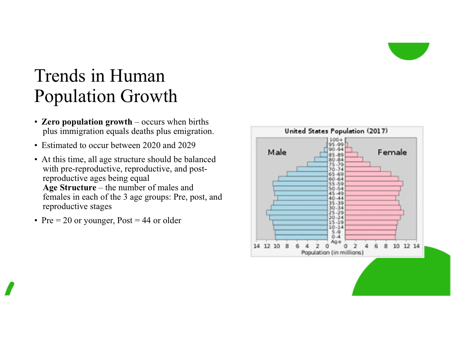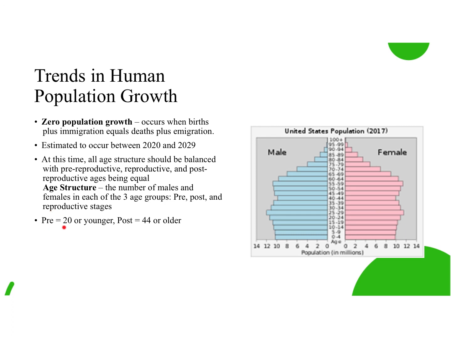And at this time, all age structures should be balanced, and we have 3 different age structures. We have the pre-reproductive age, the reproductive age, and then the post-reproductive age, and that's when they're all going to be equal. Okay, so the age structure, again, you have the number of males and females in each of those 3 groups, so pre, post, and at the reproductive stages.